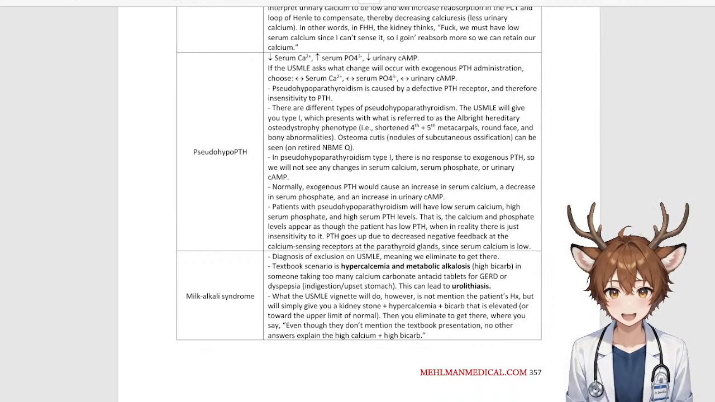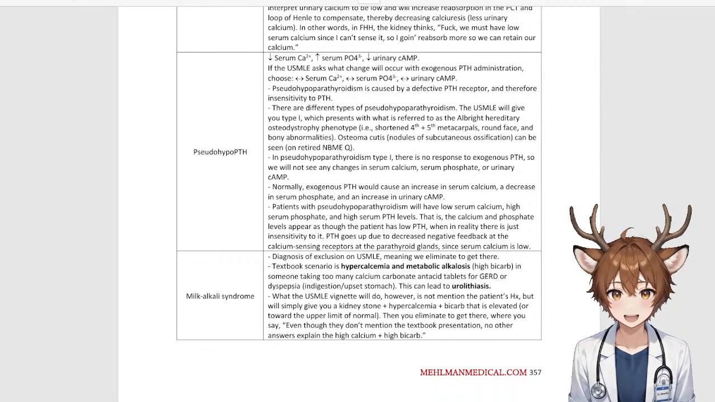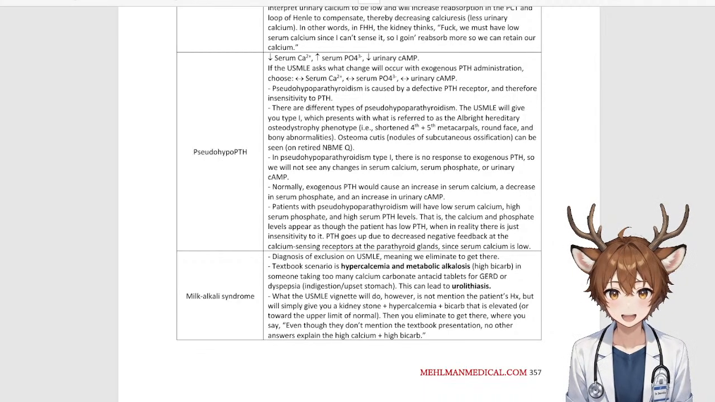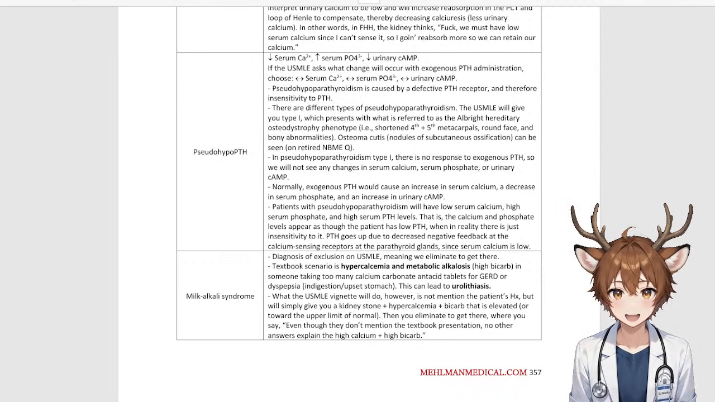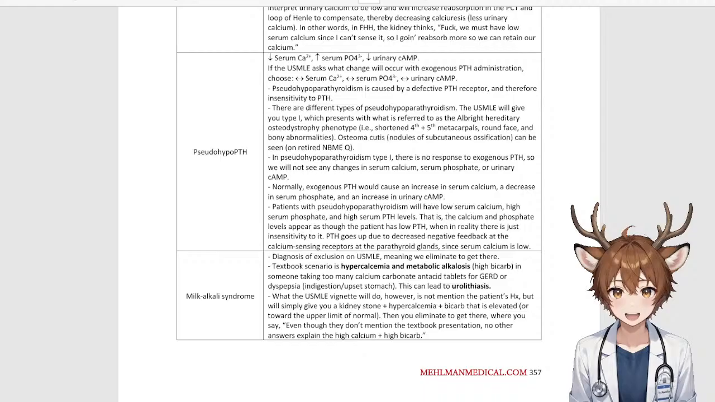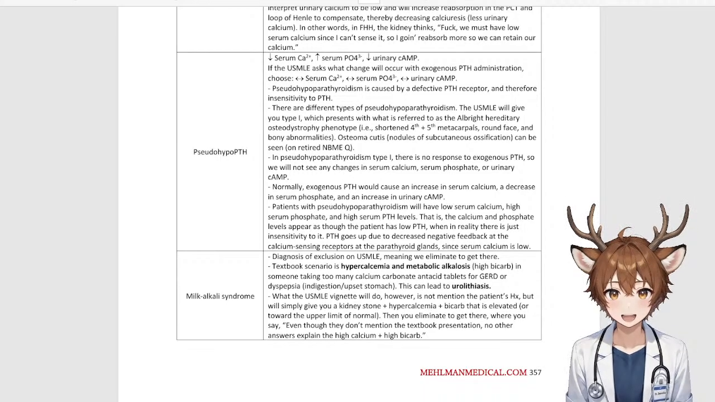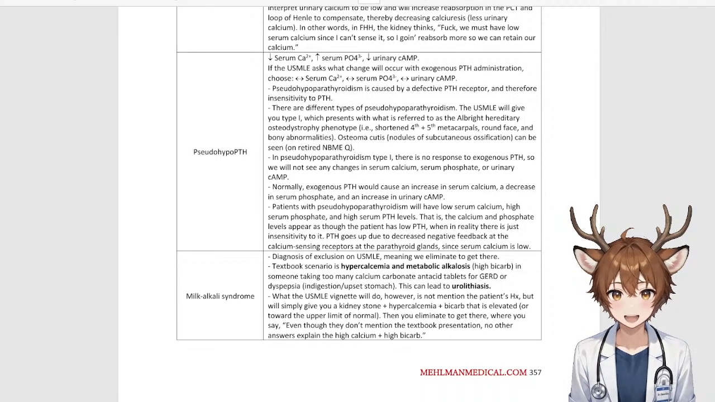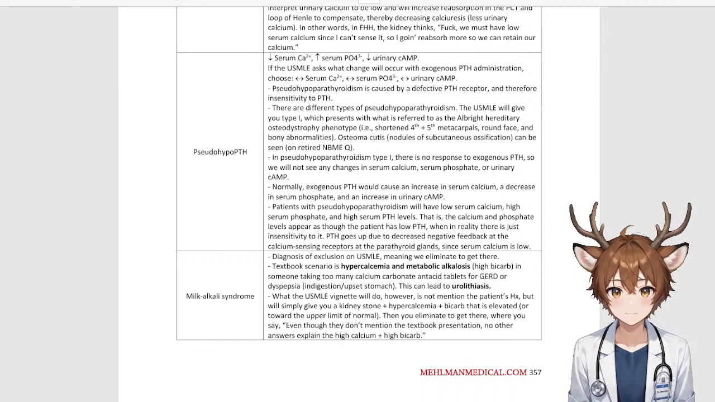Patients with pseudohypoparathyroidism will have low serum calcium, high serum phosphate, and high serum PTH levels. That is, the calcium and phosphate levels appear as though the patient has normal PTH, when in reality there is just insensitivity to it. PTH goes up due to the decreased negative feedback of the calcium-sensing receptors at the parathyroid glands, since serum calcium is low.